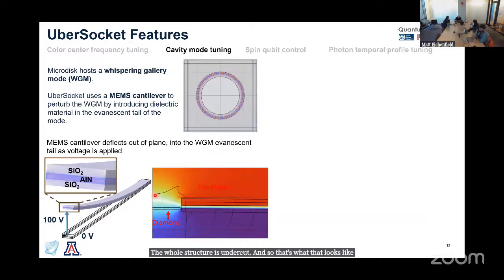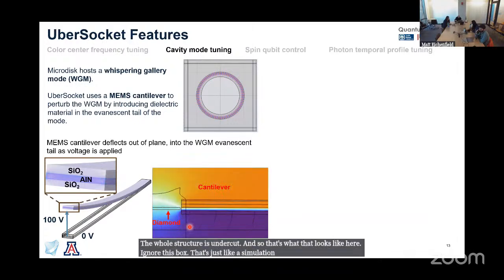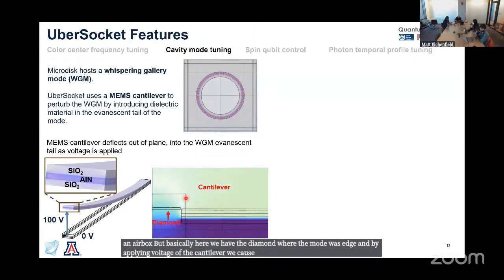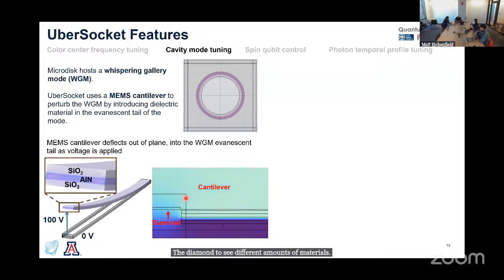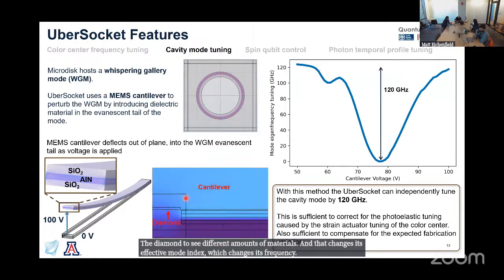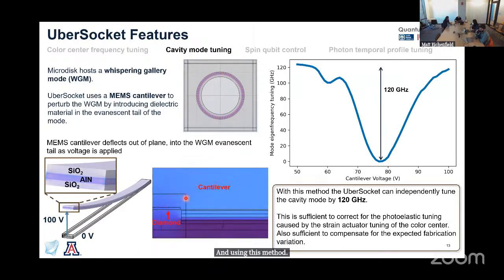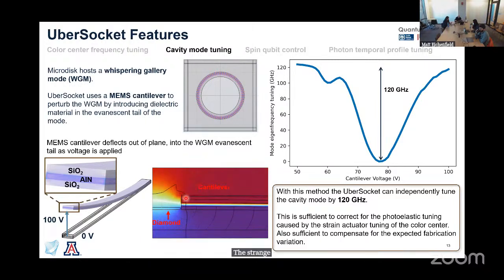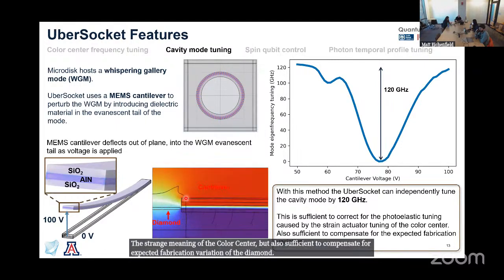Ignore this box. That's just something I have for simulating an air box. But basically here we have the diamond where the mode would sit at the edge, and by applying voltage to the cantilever, we cause the diamond to see different amounts of material. That changes its effective mode index, which changes its frequency. Using this method, the socket can independently tune the cavity mode by 120 gigahertz, which is more than sufficient to correct for the photoelastic tuning caused by the strain tuning of the color center, but also sufficient to compensate for expected fabrication variation of the diamond microdisc cavity itself.